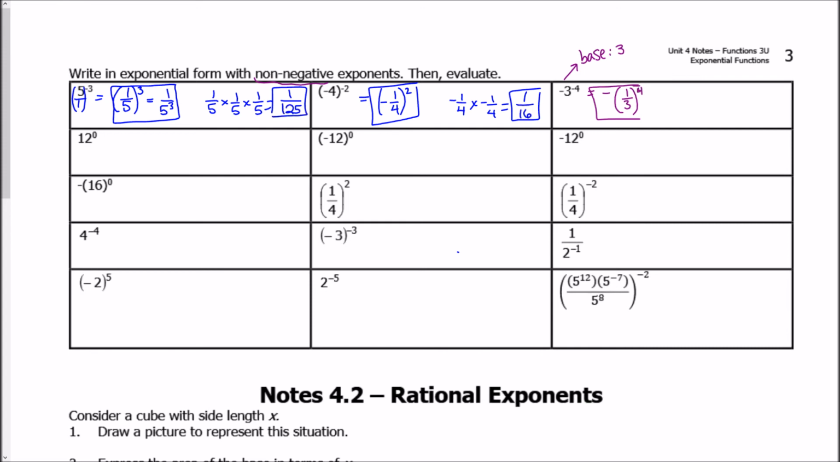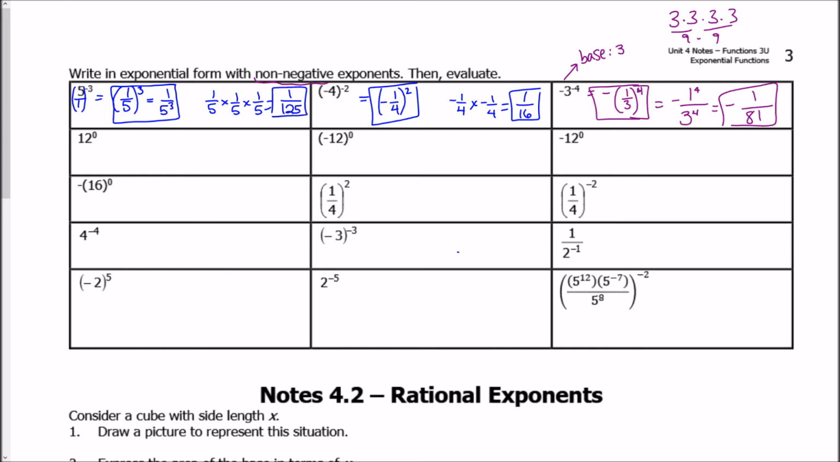And then if I want to figure out what it actually is, what it means is I've got a negative on the outside, and then remember we can just say 1 to the power of 4 over 3 to the power of 4. The negative just tags along. 1 to the power of 4 is going to be 1, and then 3 to the power of 4 means 3 times 3 times 3 times 3. This is 9, this is 9. 9 times 9 is 81. So my answer is negative 1 over 81.